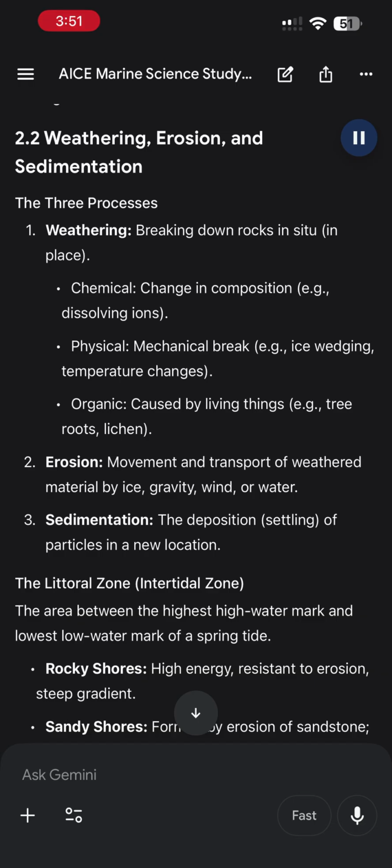The three processes: 1. Weathering, breaking down rocks in situ, in place. Chemical, change in composition, e.g. dissolving ions. Physical, mechanical break, e.g. ice wedging, temperature changes. Organic, caused by living things, e.g. tree roots, lichen. 2. Erosion, movement and transport of weathered material by ice, gravity, wind, or water. 3. Sedimentation, the deposition, settling of particles in a new location.